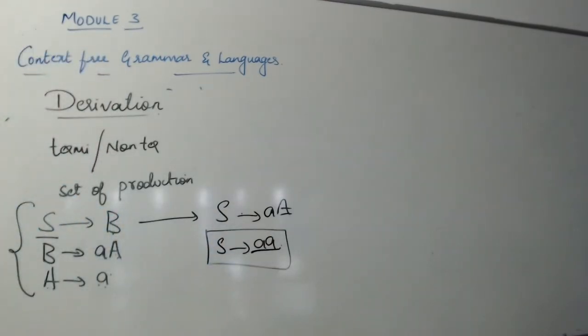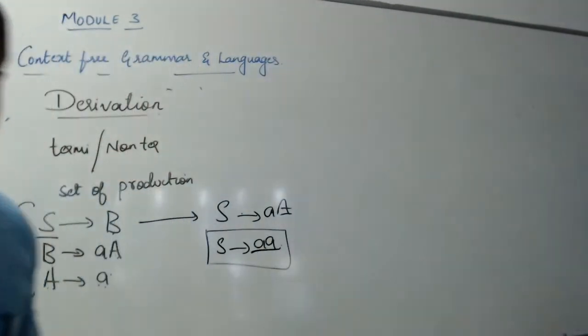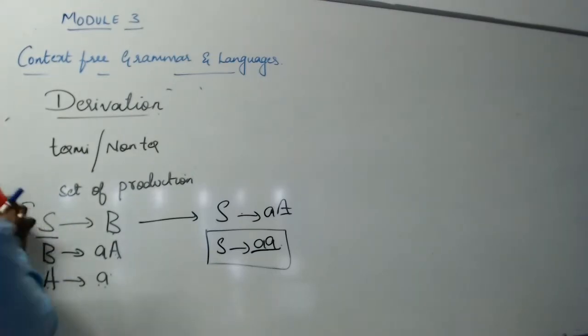Very important point is that at each step of derivation, only one symbol will be replaced, either terminal or non-terminal. It can be replaced by only one symbol. That's very important. So let us consider one of the examples here. I wrote one example, and let me take one more example here.